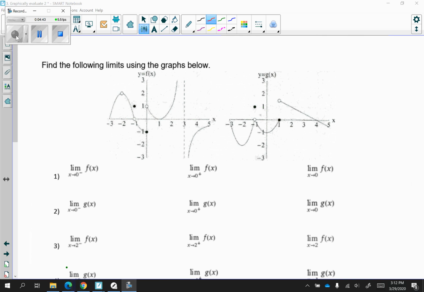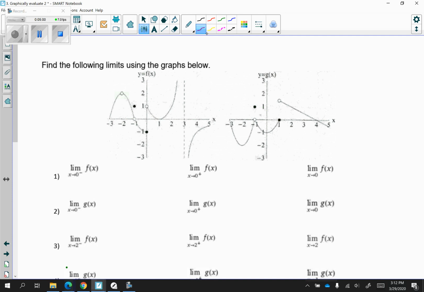Next, we're asked to find the following limits using the graphs below. We have y is equal to f of x in one graph and y is equal to g of x in the other graph. So let's do a few of these together. So let's take a look at the first one. The limit as x approaches 0 from the left of f of x.